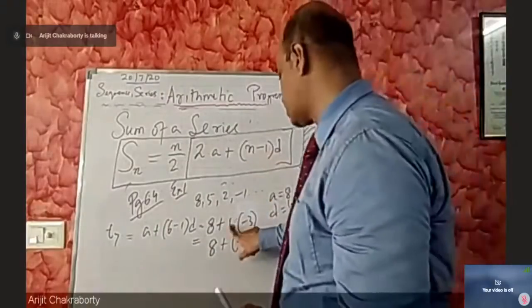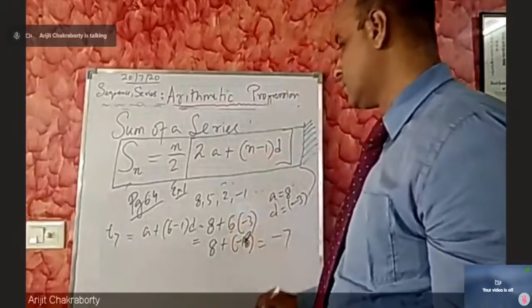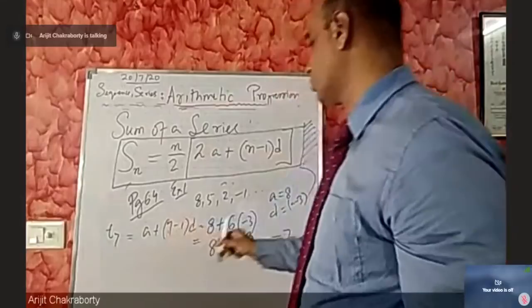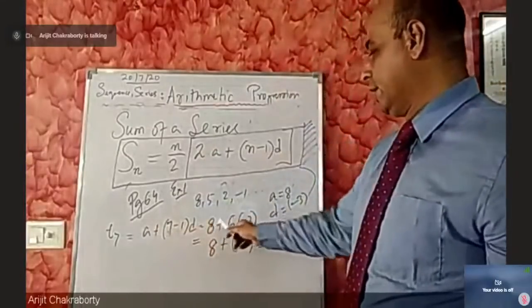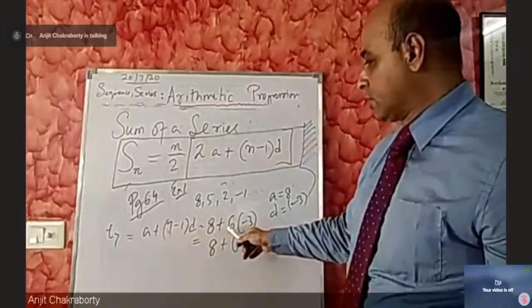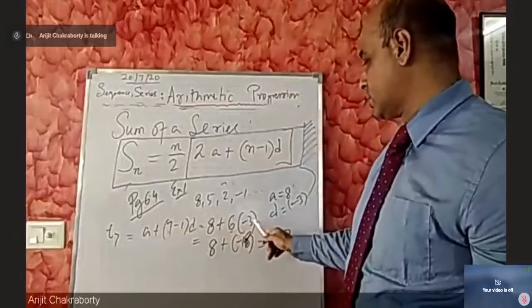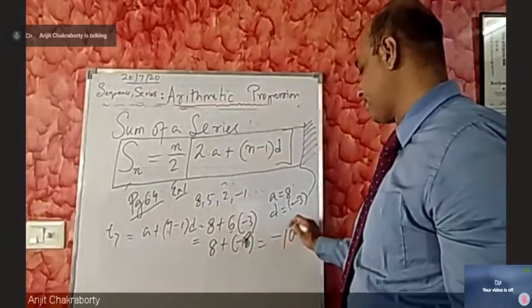Seventh term. So this is 6. No, sixth term. This will be 6 minus 18. Yeah, this is 7 because we are doing the seventh term. So A plus 7 minus 1 into D. So it becomes A is 8. This will be 7 minus 1 is 6 into minus 3. So it is 8 plus minus 18. That is minus 10.